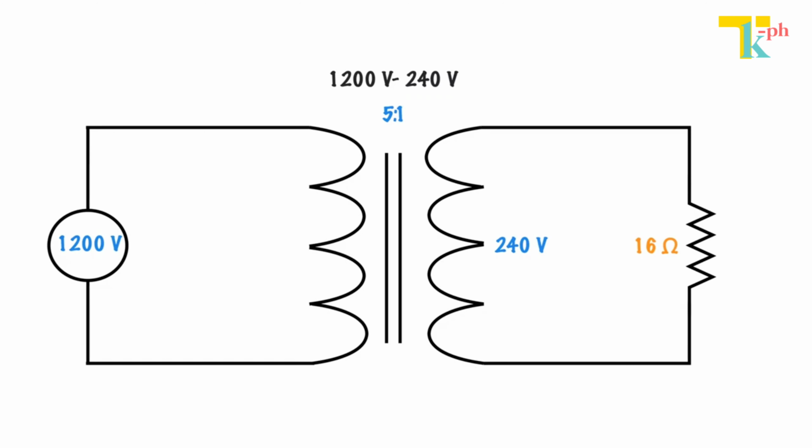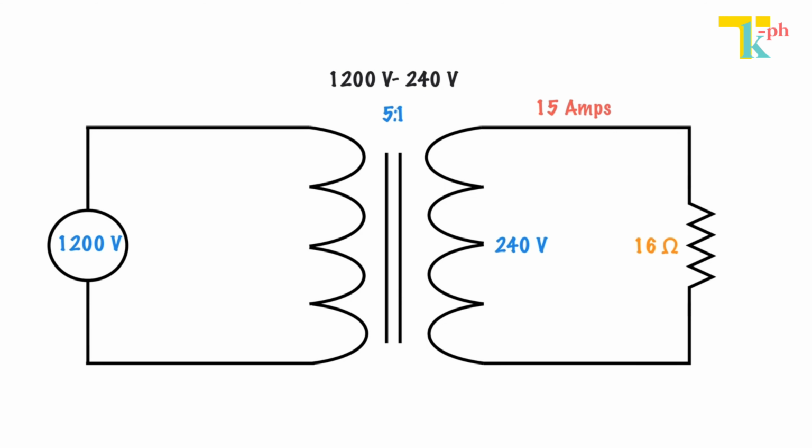Next up, we'll be adding a resistance. In this case, I'm just going to assign the resistance to be 16 ohms. So we can determine the secondary current at this point by taking 240 volts divided by 16 ohms to get my secondary current, which in this case is going to be 15 amps.